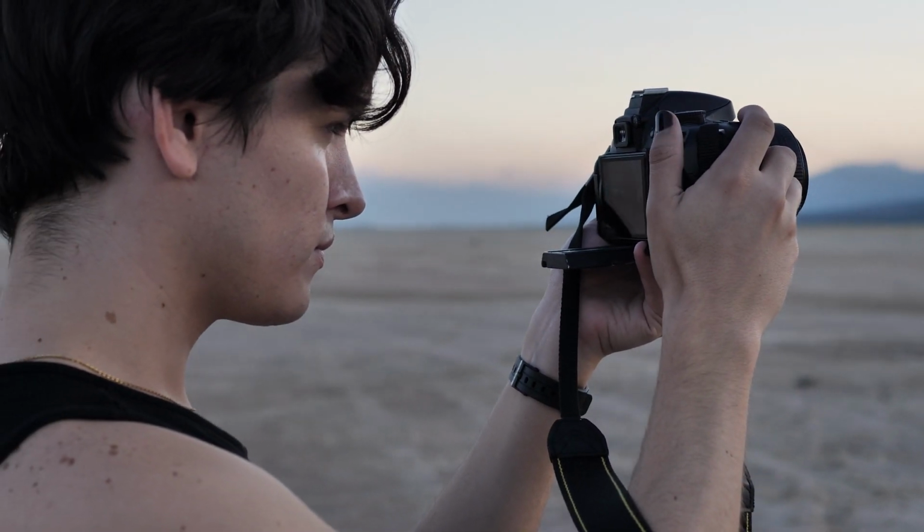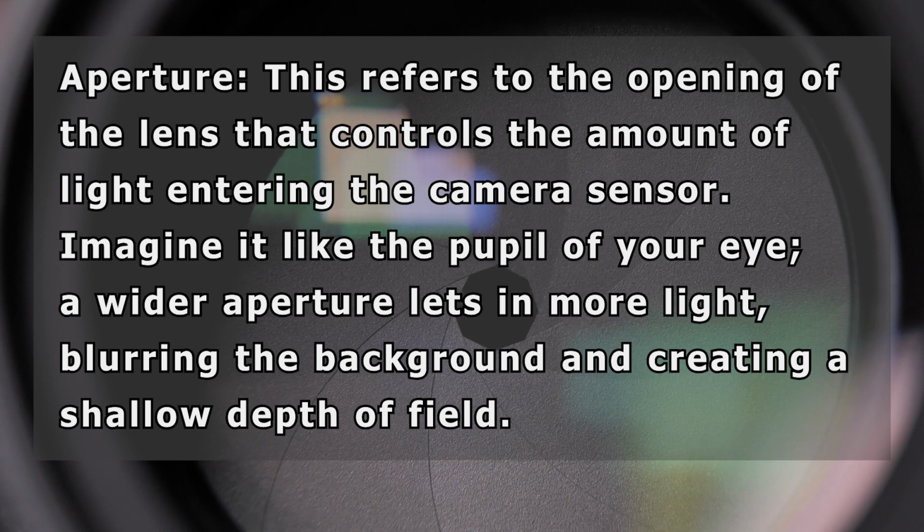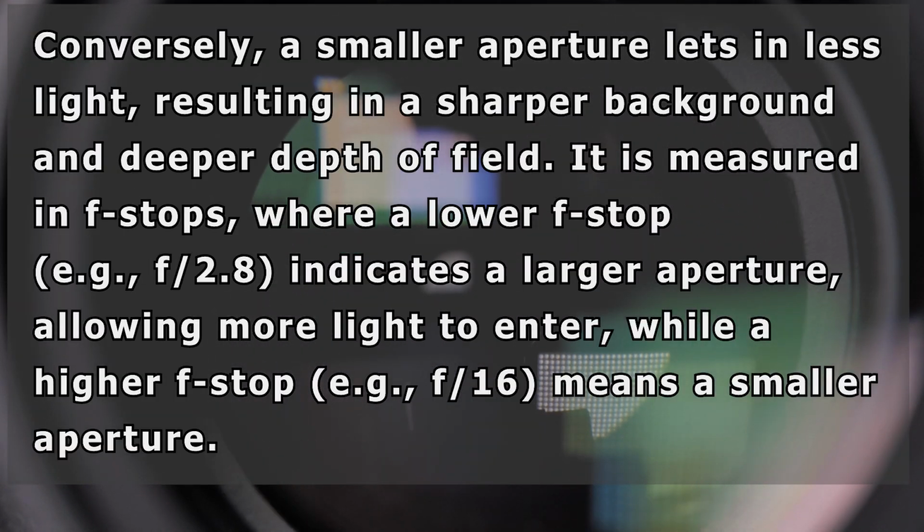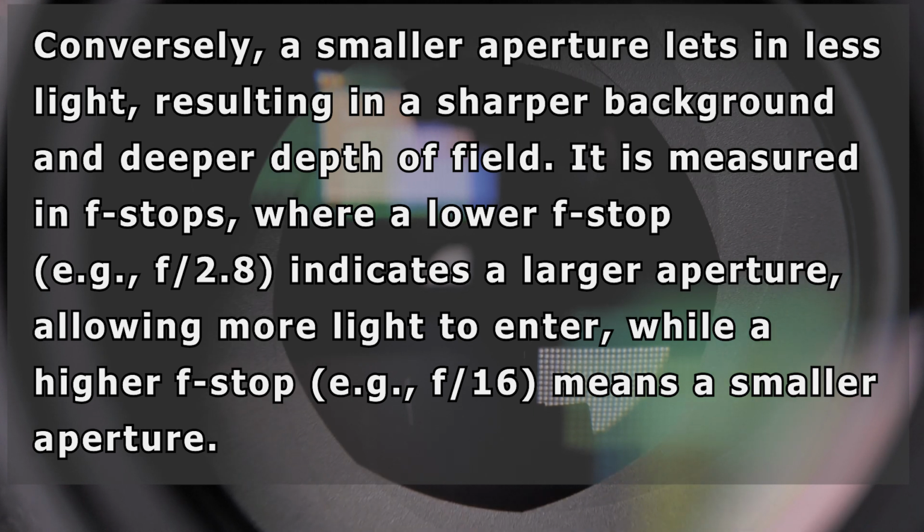So let's get started. 1. Aperture. This refers to the opening of the lens that controls the amount of light entering the camera sensor. Imagine it like the pupil of your eye. A wider aperture lets in more light, blurring the background and creating a shallow depth of field. Conversely, a smaller aperture lets in less light, resulting in a sharper background and deeper depth of field.